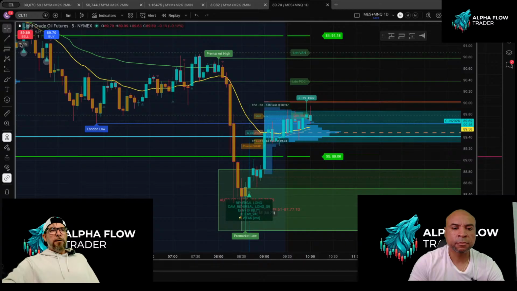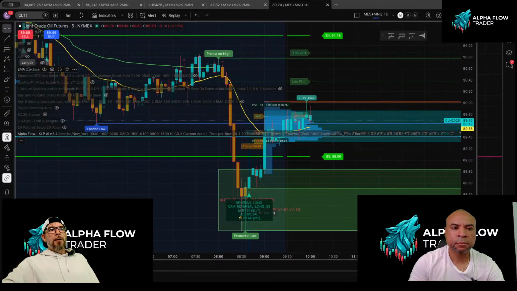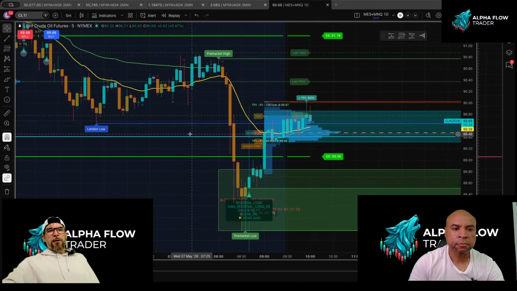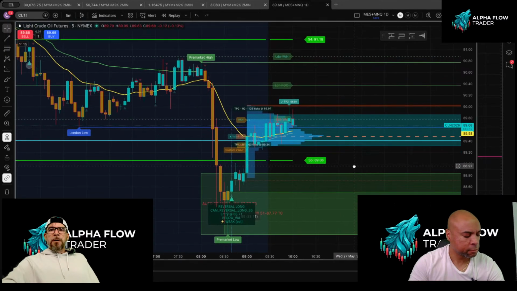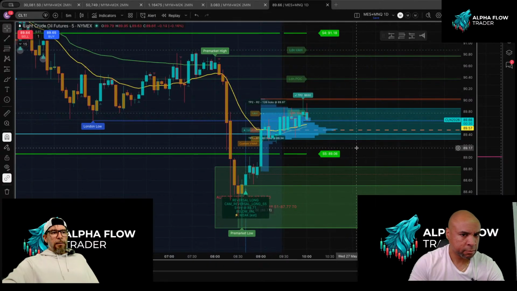You see, I do have 15 on there because, like I said, we've tested and backtested a lot of different ones in different pieces. But all I have on here is this yellow EMA. Everything else is all part of this Alpha Flow KLP AI. That's all one indicator, man. No need to have 10 different indicators.